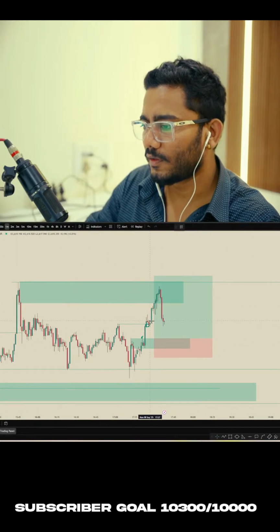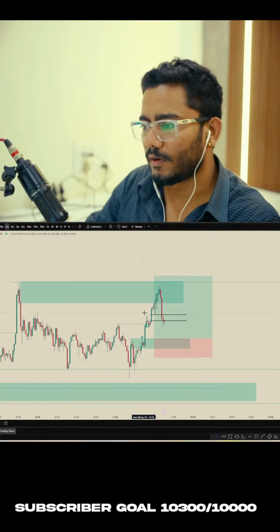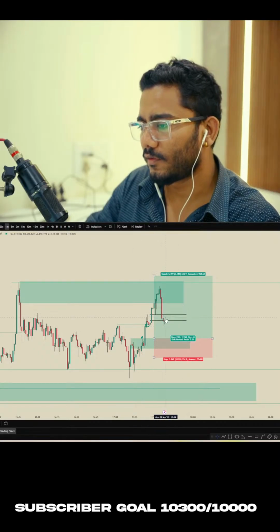There's imbalance over here, that's why price is reacting. But I think it has been mitigated, so it should continue sweeping this low. And then it should tap and continue.